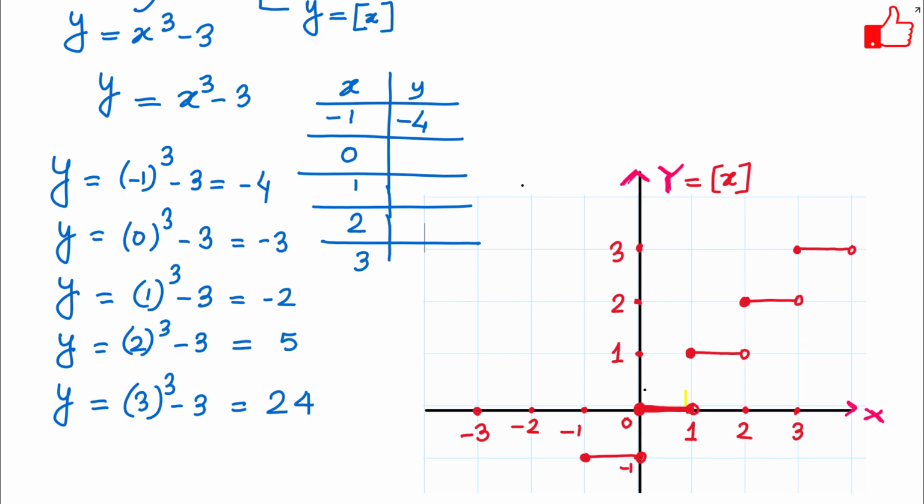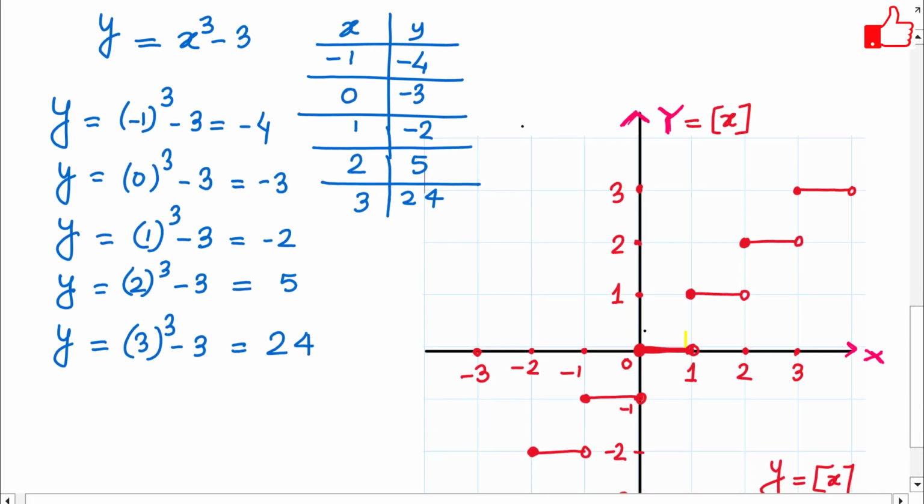So these are the values. When x equals 0, y equals minus 3. And when x equals 1, y equals minus 2. And this is 5, and this is 24. Now we want to plot this on the same graph.